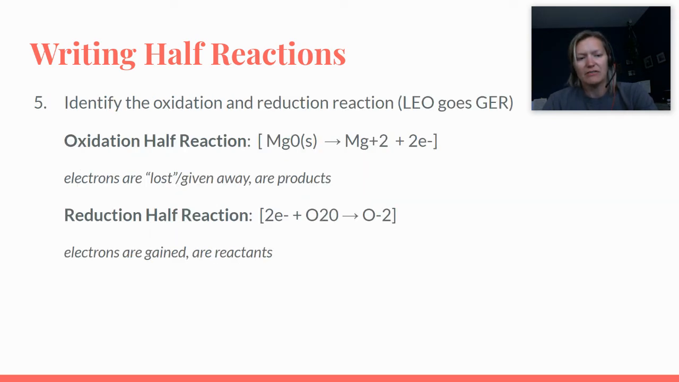And then you're going to identify. When you identify, oh, and I forgot to change these subscripts and superscripts. Electrons are lost, oxidation half reaction. Electrons are gained, reduction. LEO goes GER, and it's written out in your packet there. Lose electrons, oxidation. LEO goes gain electrons is reduction. GER. Okay, and there's an example there for you.